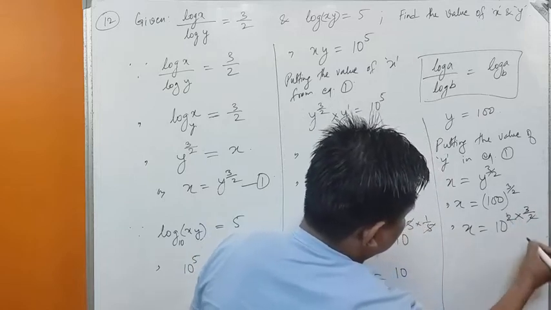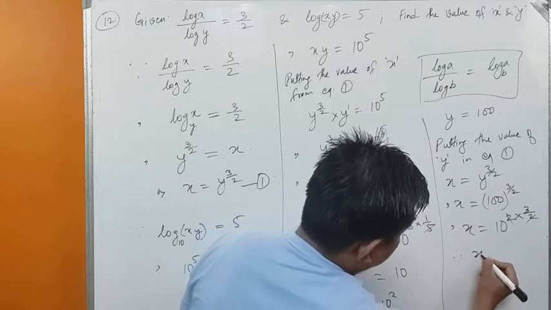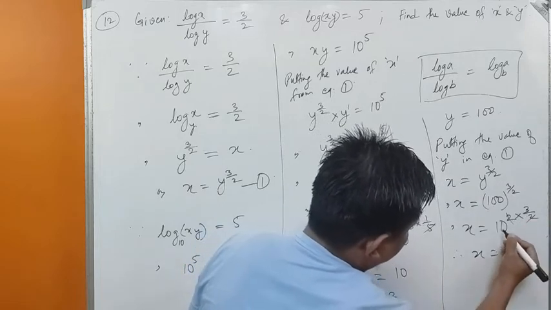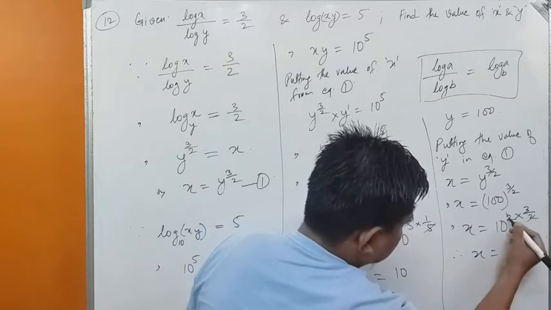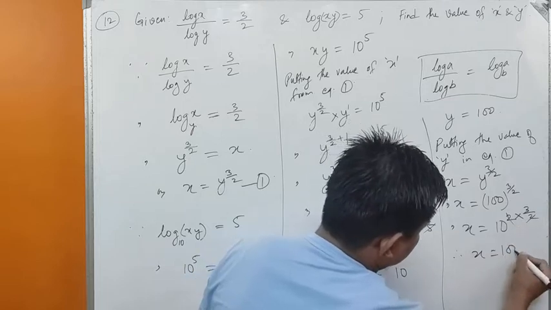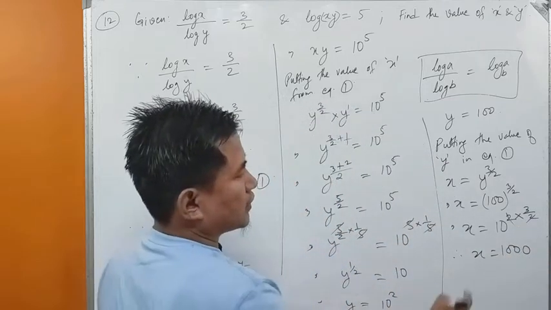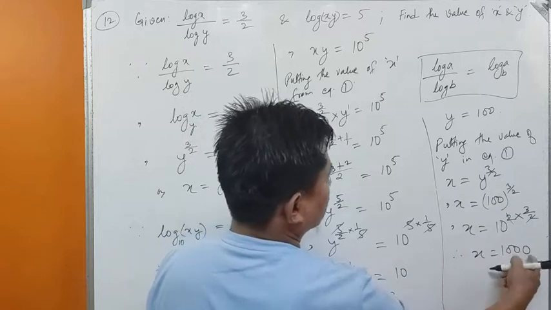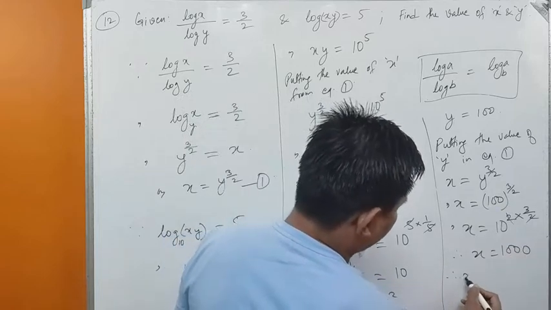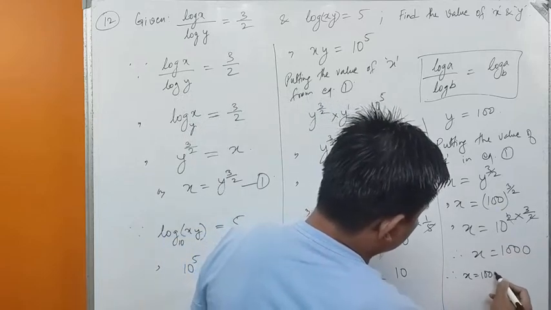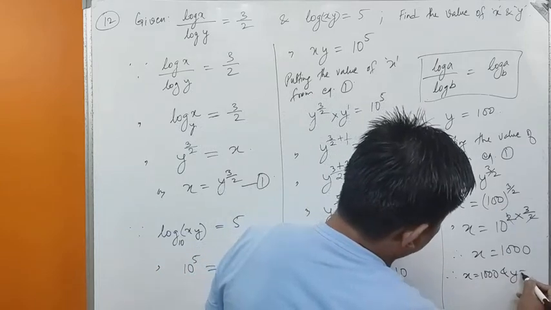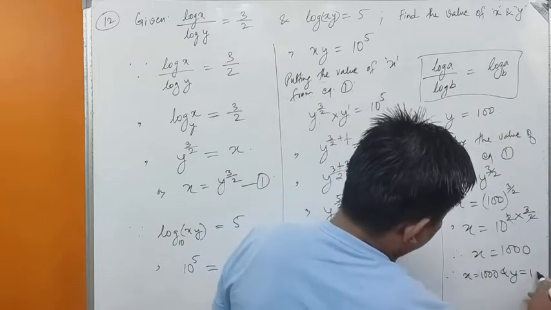Now this 2 and this 2 can be cancelled. Therefore x equals 10 cube. 10 cube square, 2 cancelled. Now 10 cube means 1000, isn't it? 10 raised to power 3 means 1000. Therefore x equals 1000 and y equals 100, okay?